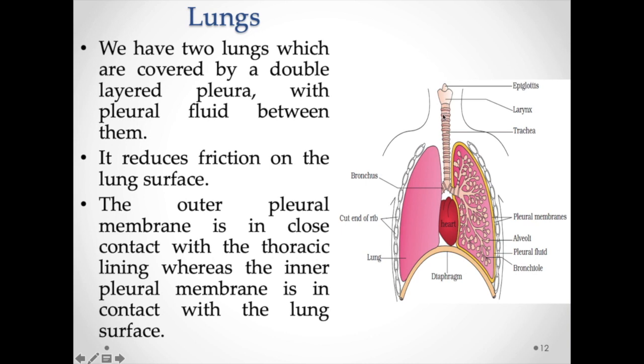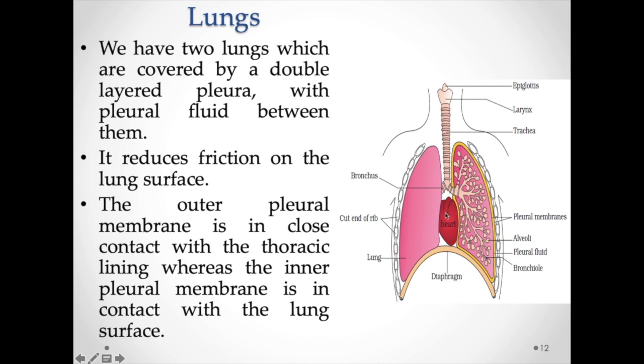They are not complete rings. They are incomplete, and we call them C-shaped rings. And this whole trachea then divides into two bronchi. Even over the bronchi, you can see that there are rings present over here. And now you can see the position of the heart.